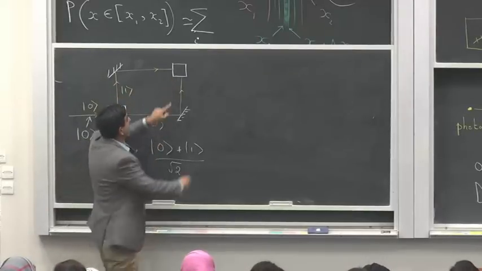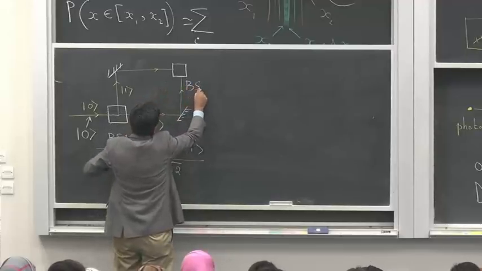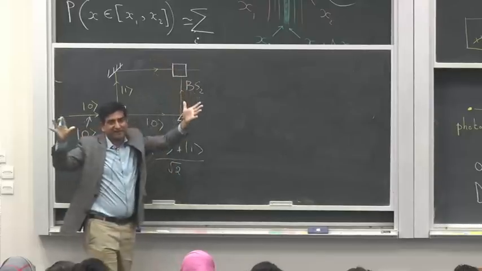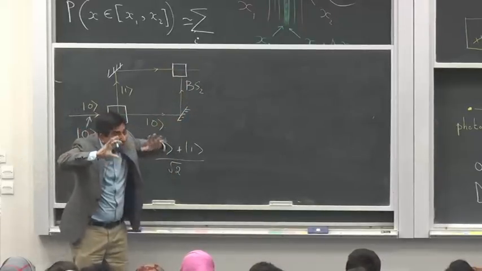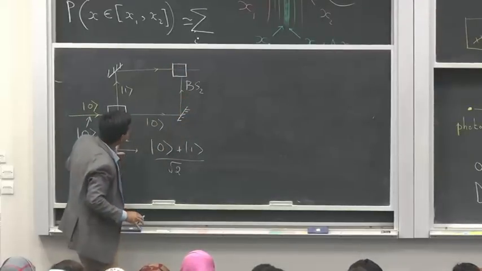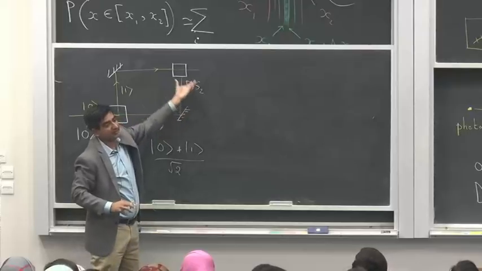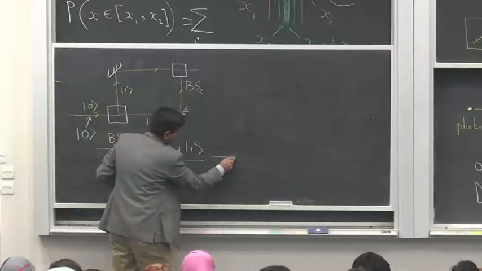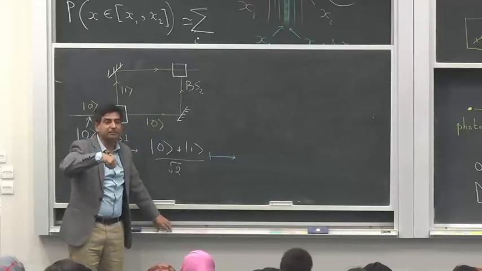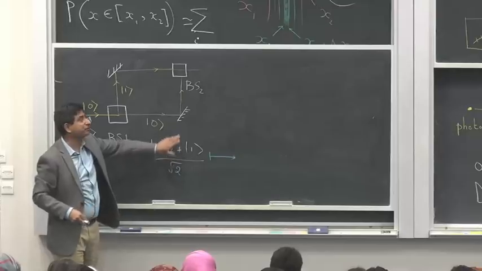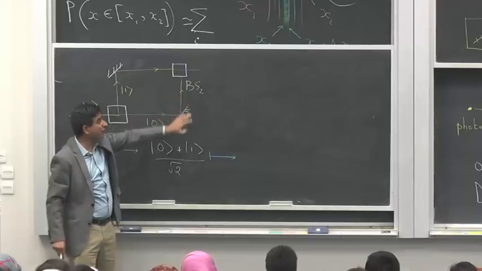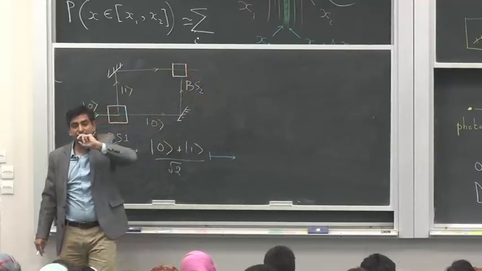Now what's happening here? This is our second beam splitter. Let's see what happens here. So some ghostly effect, if I may use that word, sorry. Some ghostly effect, some weird effect is going to happen here. Now this state is being fed into the second beam splitter. I would like to see how this state is transformed by the second beam splitter. Now the input is a superposition. The input to this beam splitter is a superposition. So I would like to see what's going to be the output from this beam splitter.